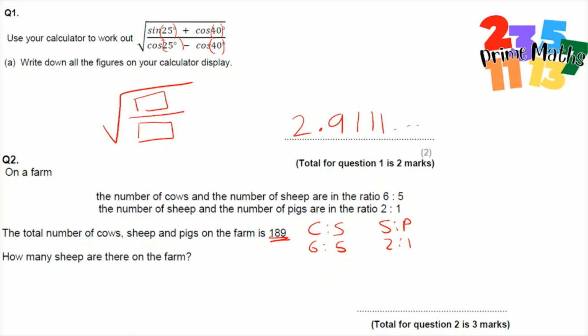This ratio is not together at the moment, so we need to combine it. We can see the lowest common multiple of 5 and 2 is 10, so if I multiply my second ratio by 5, we get 10 to 5, and my first ratio by 2 is 12 to 10. This means that cows to sheep to pigs can be written in the ratio 12 to 10 to 5.